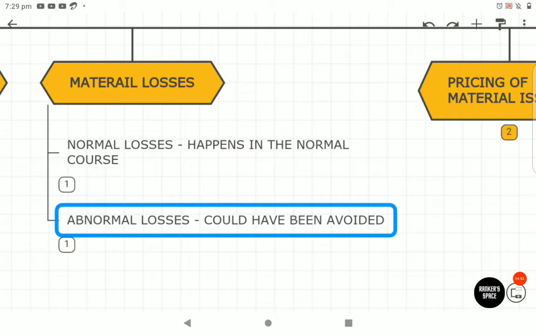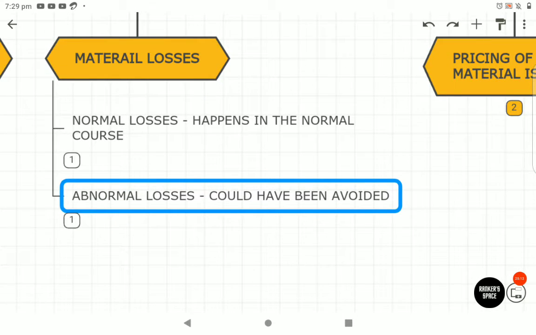There are two different types of losses in material. First you have the normal losses, and then you have the abnormal losses. Normal losses happen in the normal course of business, like when you walk to the kitchen, it might spill here and there just because you're walking. You can't avoid it. Likewise, abnormal losses are when, wantedly, you are dancing and going, and it could be avoided. If those conditions arise, then it is an abnormal loss. It could have been avoided. That is the idea.